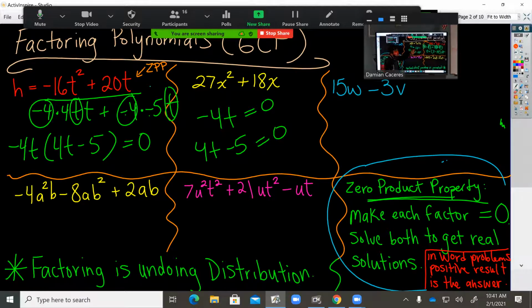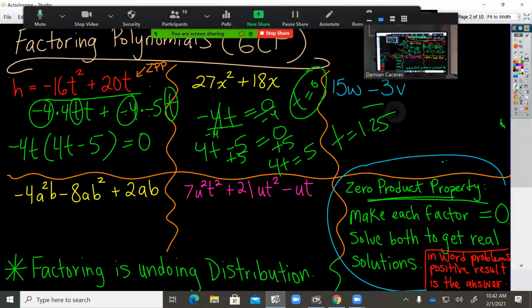So how do you solve the first one? Negative 4t equals 0, by dividing both sides by negative 4. What's 0 divided by negative 4? 0. So 0 is one answer. Now how about this one? Plus 5 leaves us with 4t equals 5. And you divide both sides by 4, you get t equals 1.25.